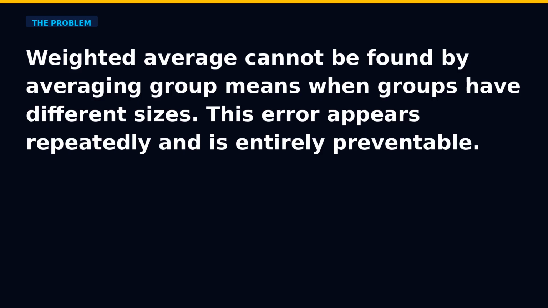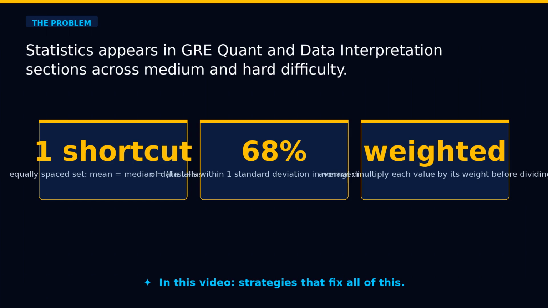The correct method: multiply each mean by its group size, sum the products, divide by total students. 3,700 divided by 50 equals 74. 3 or more statistics questions appear in GRE Quant and data interpretation combined. Equally spaced sets are the GRE efficiency tool.